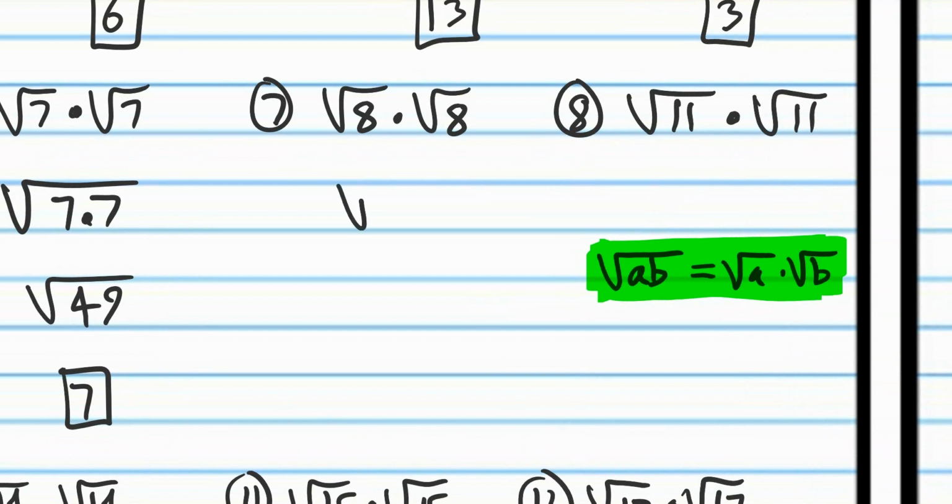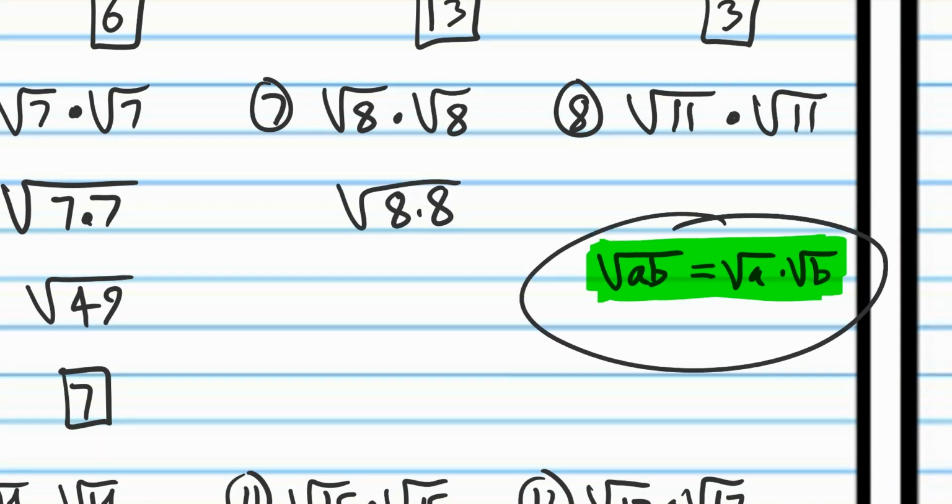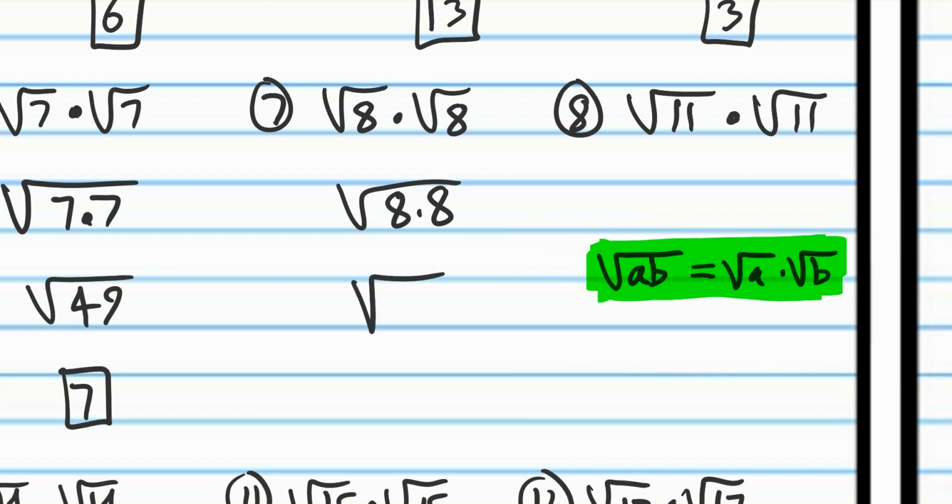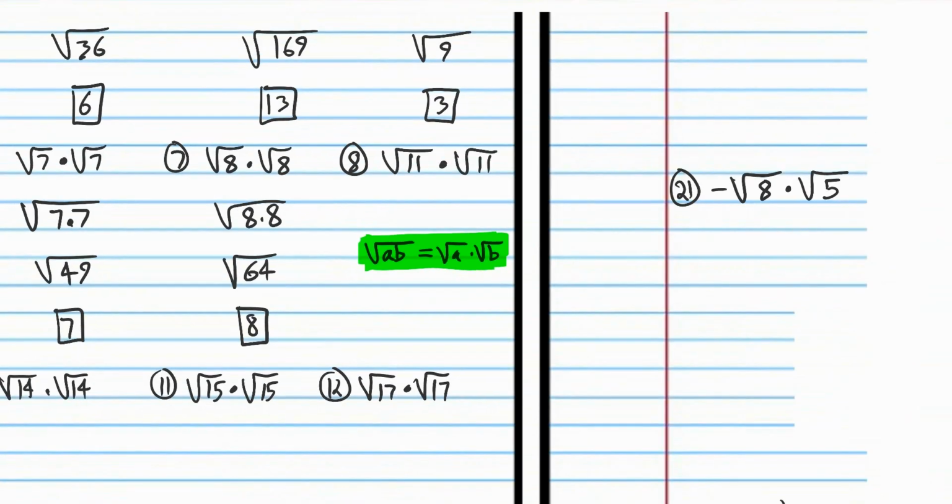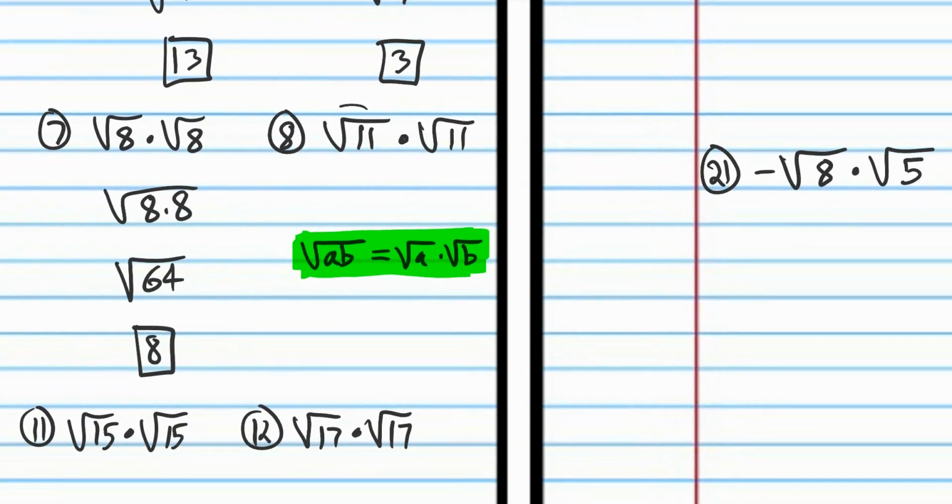All right, we're back. Again, we're using the green principle here. That's why I keep dragging it around with us. And what number times itself is equal to 64? Well, that would be 8. So again, when you multiply square roots together, you just multiply the numbers inside the square roots together, and you keep a big square root over it. So try number 8, and when you come back, we'll do it together.